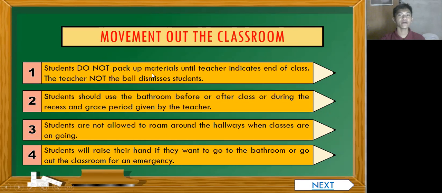Next, movement out of the classroom. Students do not pack up materials until the teacher indicates the end of class. The teacher, not the bell, dismisses students. Students should use the bathroom before or after class or during the recess and grace period given by the teacher. Students are not allowed to roam around the hallways when classes are ongoing. Students will raise their hand if they want to go to the bathroom or go out of the classroom for an emergency.